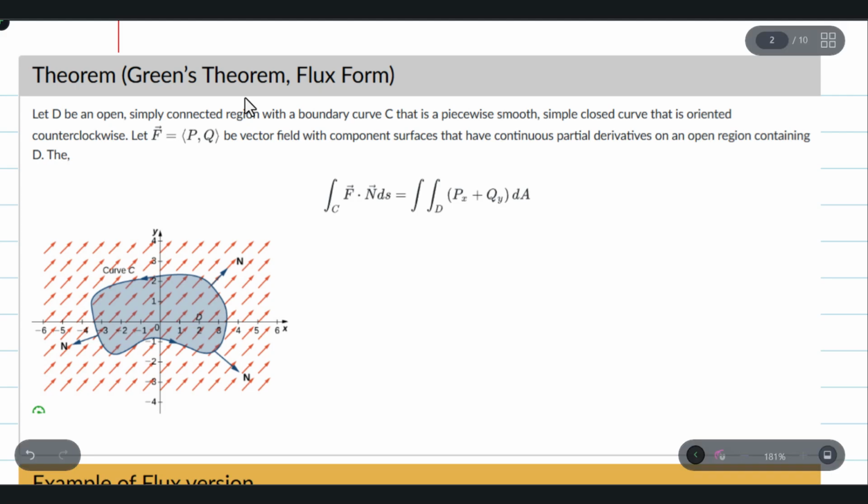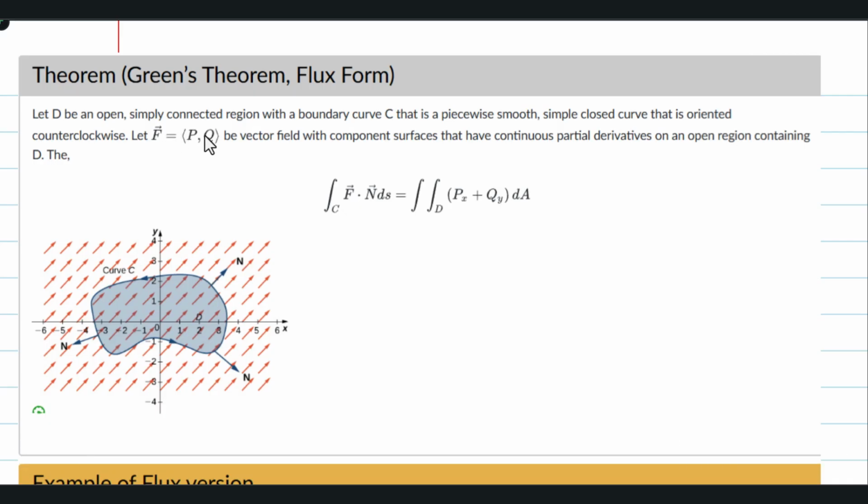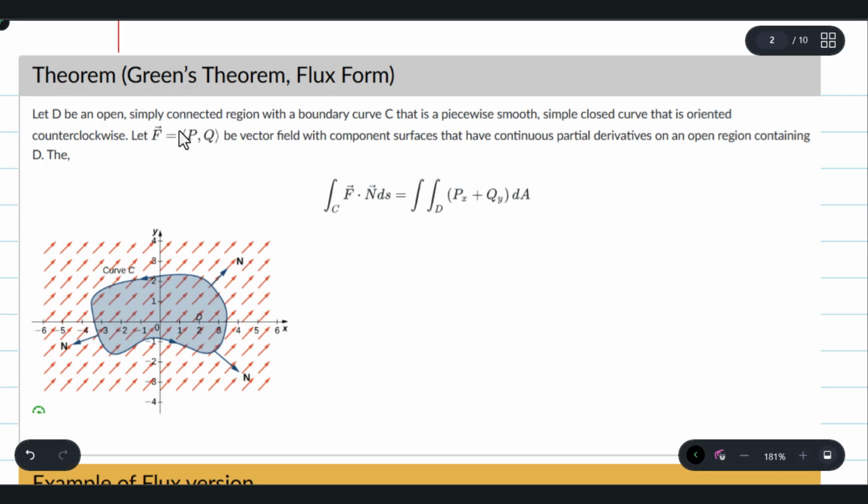The flux form of Green's theorem still relates a line integral to a double integral over the area of the region. The important thing to notice is that for your vector valued function, you're doing the flux calculation for the line integral, which means that you're taking the dot product of your vector valued function with the normal vector to the curve. This gives you the total amount of vectors in the direction of the normal to the curve.